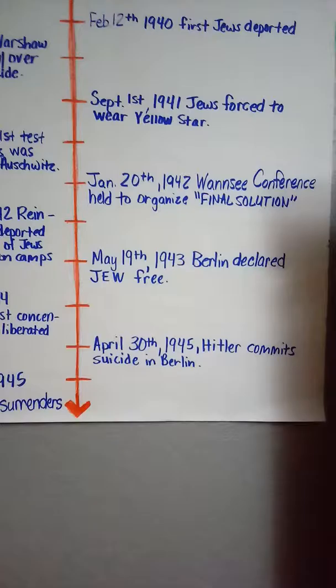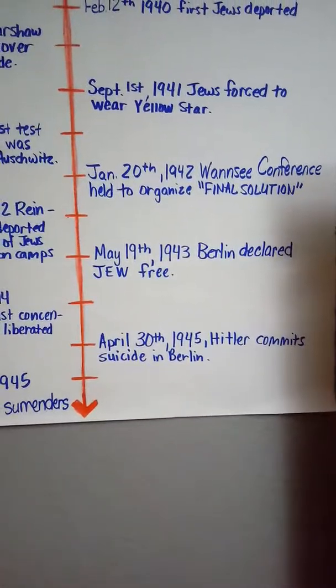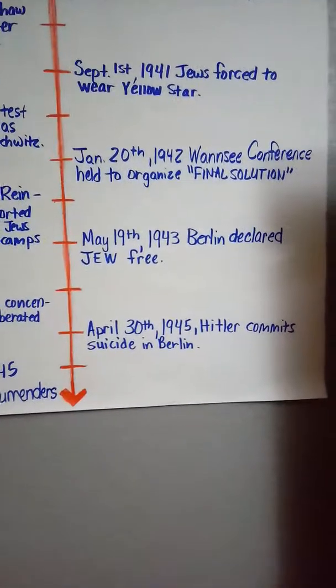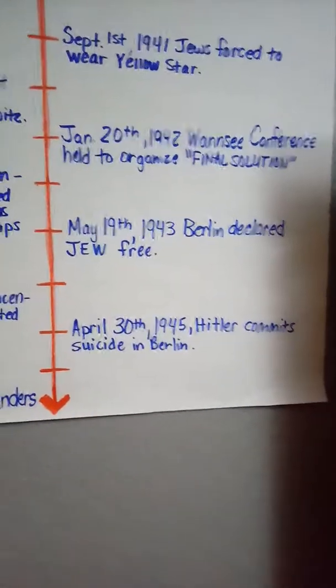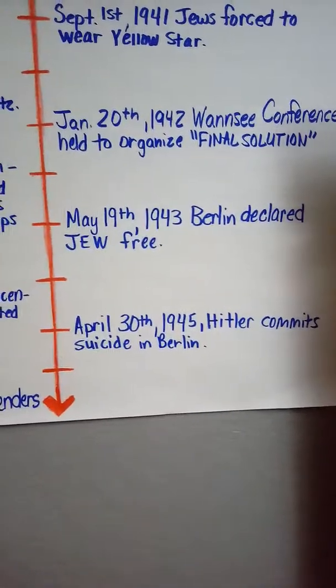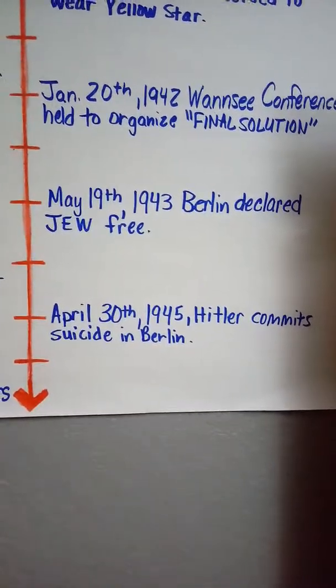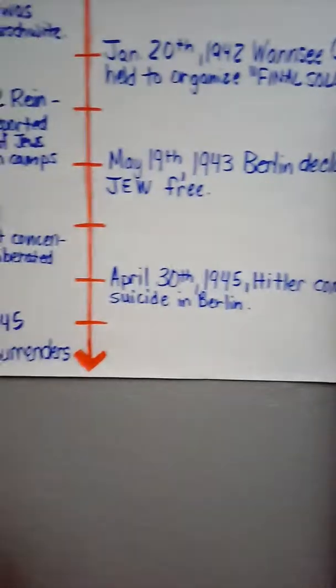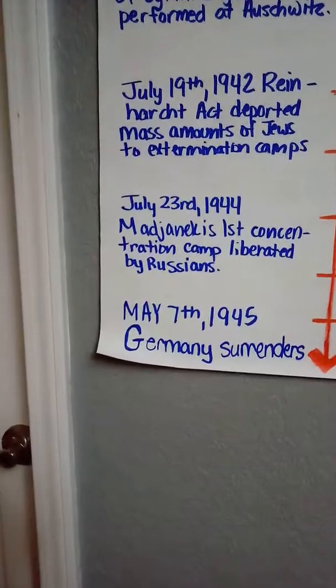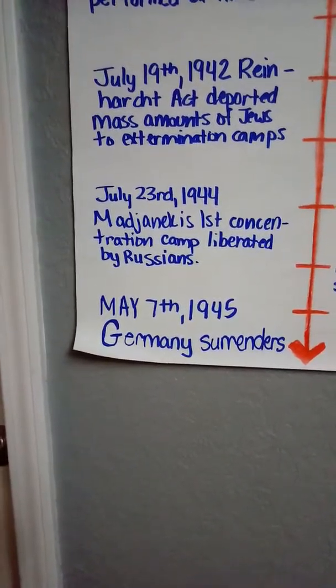And you can see here, January 20th, 1942, the Wannsee Conference was held to organize the final solution. Down below that, May 19th, 1943, Berlin declared Jew free. Below that, April the 30th, 1945, Hitler commits suicide in Berlin. And then on the very bottom on the left, May the 7th, 1945, Germany surrendered.